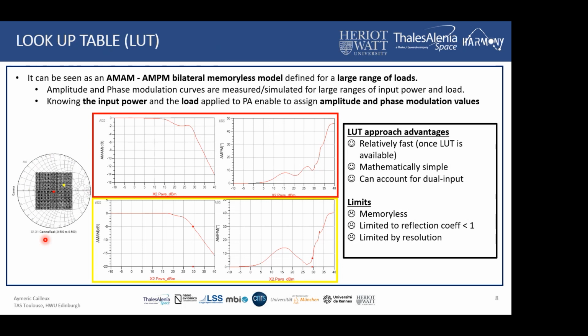This model is relatively fast once you measured or simulated the lookup table. It's especially mathematically simple and really easy to implement in an algorithm, and it can account for dual input. The main limitations are that it's memoryless because we don't take into consideration the past of the signal. And it's also limited to reflection coefficients out of the Smith chart. Otherwise, it doesn't make sense to take a load pole measurement. And we are, of course, limited by the resolution of the lookup table in terms of accuracy.